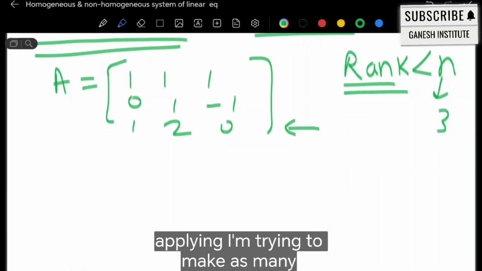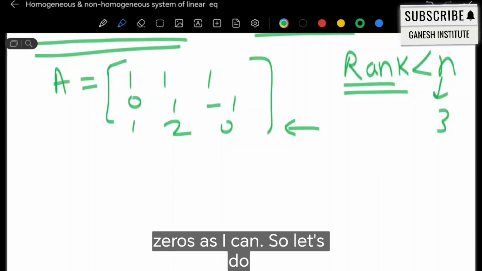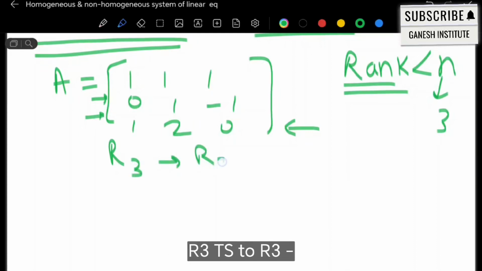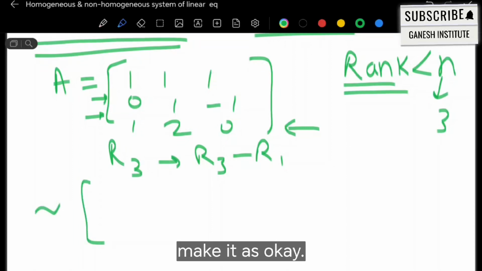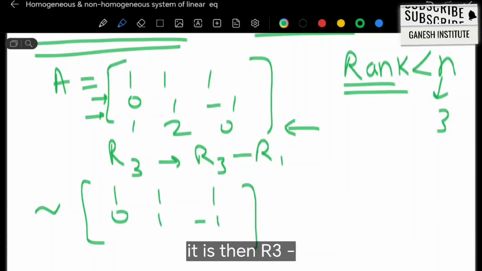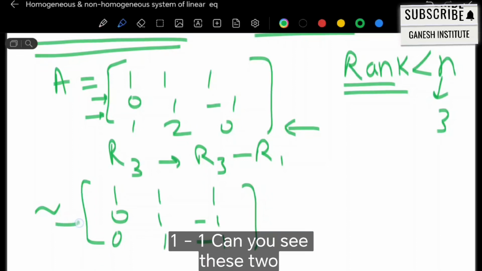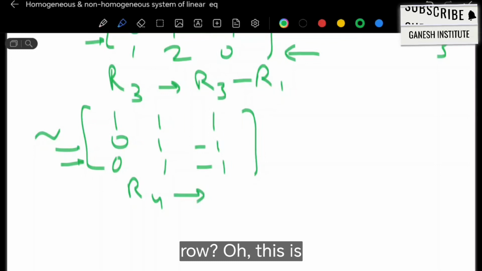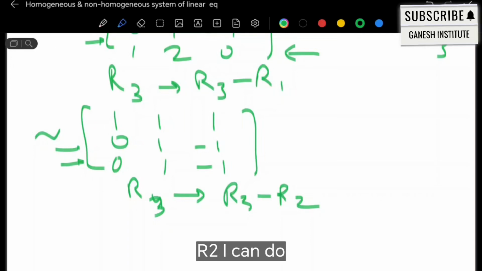Let's find out rank. So I'm trying to make as many zeros as I can. It has already 0 here. So let's do it with R3. R3 tends to R3 minus R1. I'm not doing anything with R1, 0, 1, minus 1, R2 has to be as it is. Then R3 minus R1: 1 minus 1, 0, 2 minus 1, 1, 0 minus 1, minus 1. Can you see these two are same? So I can subtract them to make a 0 row. This is R3. R3 minus R2 I can do, right?